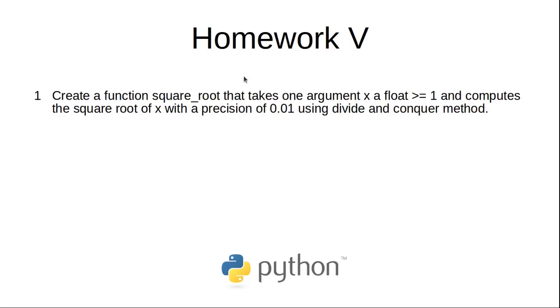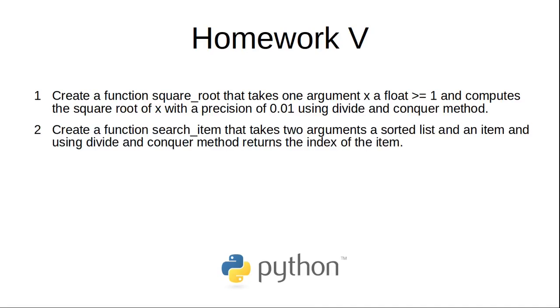Homework. First question. Create a function called square root that takes one argument, x, a float greater than or equal to 1, and computes the square root of x with a precision of 0.01 using divide and conquer method. Second question. Create a function search item that takes two arguments, a sorted list and an item, and using divide and conquer method returns the index of the item.